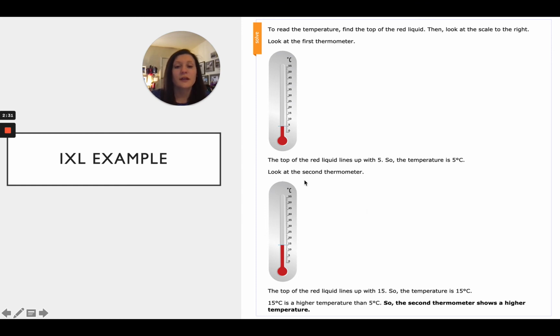Now we want to look at the second thermometer. The top of the red line lines up with 15, so the temperature is 15 degrees, and again it's in Celsius, so it's 15 degrees Celsius. So 15 degrees Celsius is a higher temperature than 5 degrees Celsius. The second thermometer shows a higher temperature.